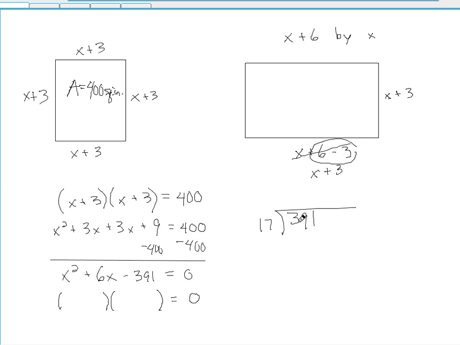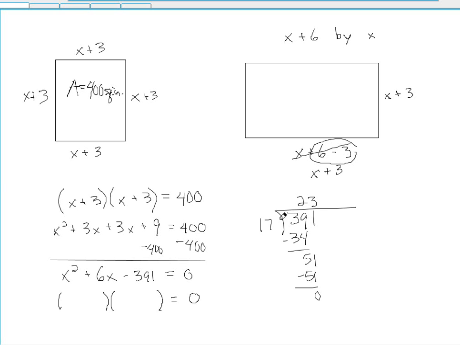All right, 17 goes into 39 twice. 2 times 17 is 34. That gives you a difference of 5. Bring down the 1. And 17 does go into 51 evenly. So that means when you end up with no remainder, that shows you that 17 is a factor of 391, meaning 391 is divisible by 17.